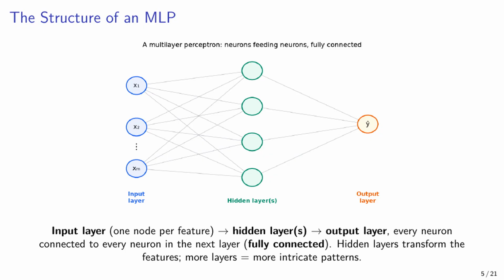This is a multi-layer perceptron, an input layer, 1 node per feature, then 1 or more hidden layers, then an output layer. Every neuron connects to every neuron in the next layer, which is what fully connected means. The hidden layers transform the features, and more layers let the network learn more intricate patterns.